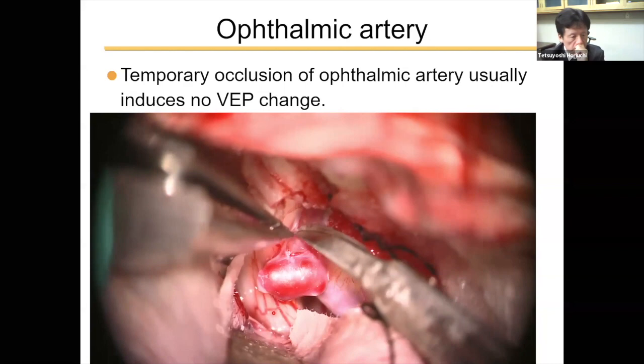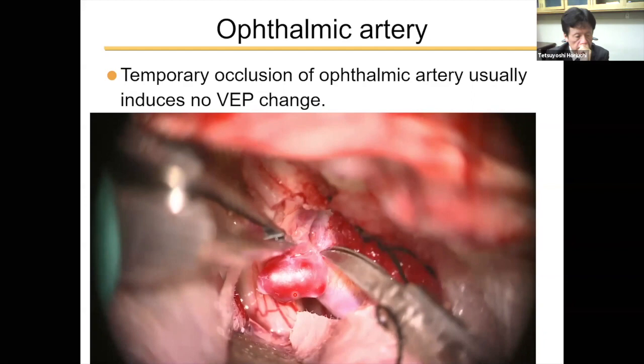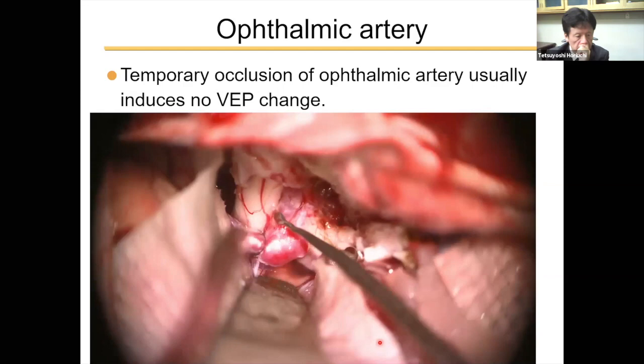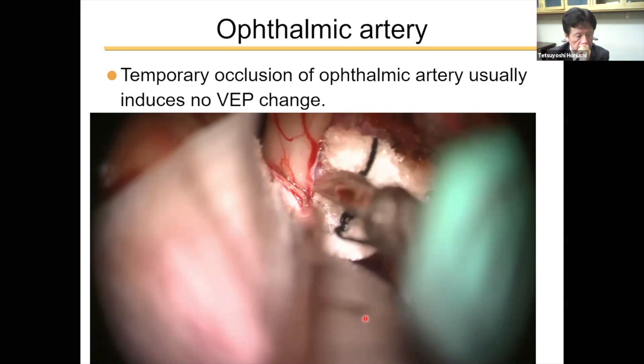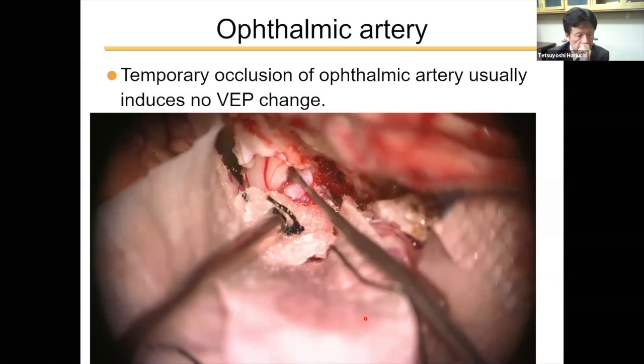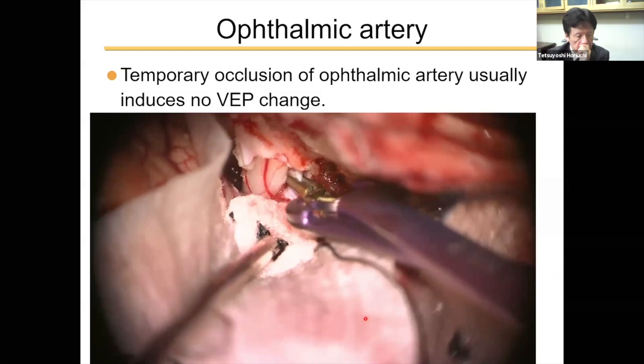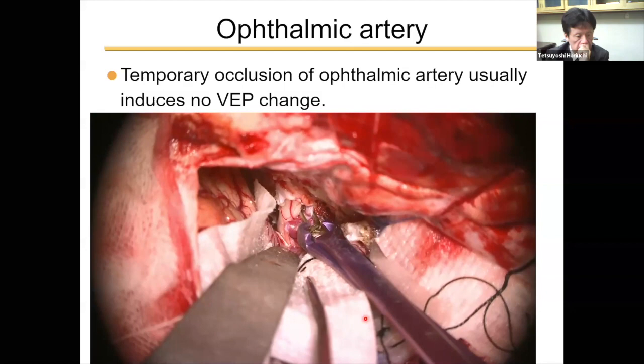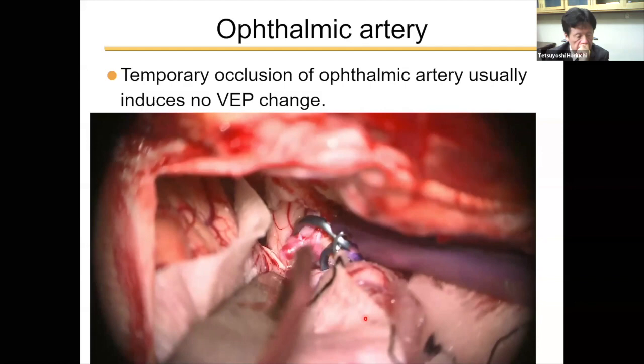This is a right-sided approach. You can see the optic nerve, aneurysm, and internal carotid artery. Control ICG shows this is the ophthalmic artery. The ophthalmic artery is dissected from the optic nerve like this. And the ophthalmic artery is temporarily occluded using a mini temporary clip, to see whether VEP changes or not. No VEP changes were observed. A side curved clip is used for obliteration.